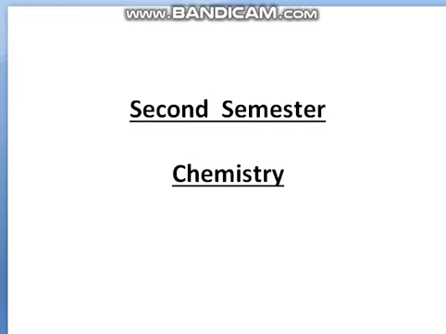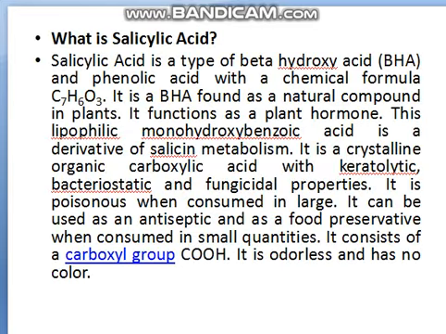Salicylic acid is a type of beta hydroxy acid. Shortly we can call it BHA, and phenolic acid with the chemical formula C7H6O3. It is a BHA found as a neutral compound in plants. It functions as a plant hormone. This lipophilic monohydroxybenzoic acid is a derivative of salicin metabolism.